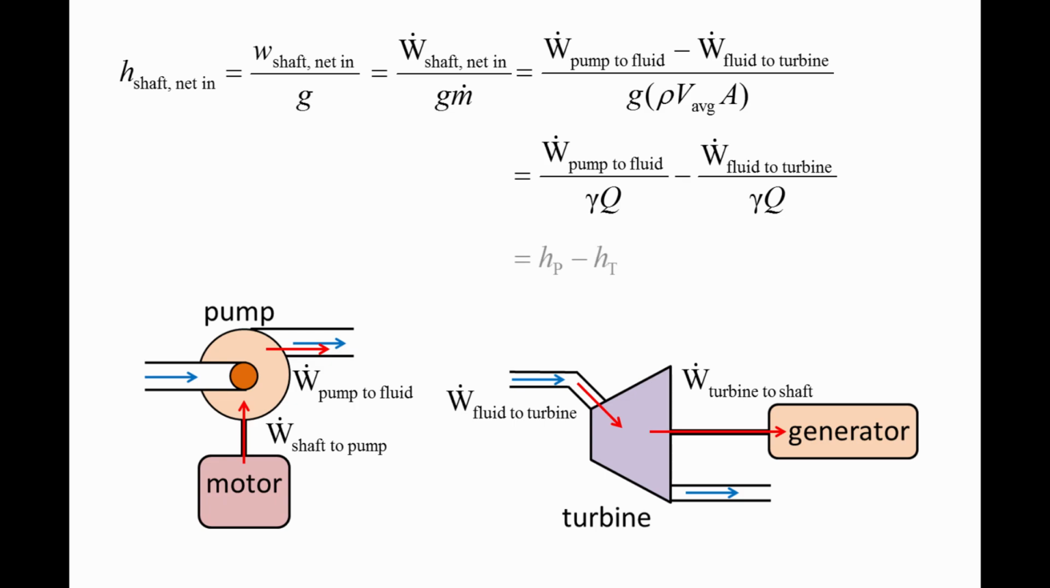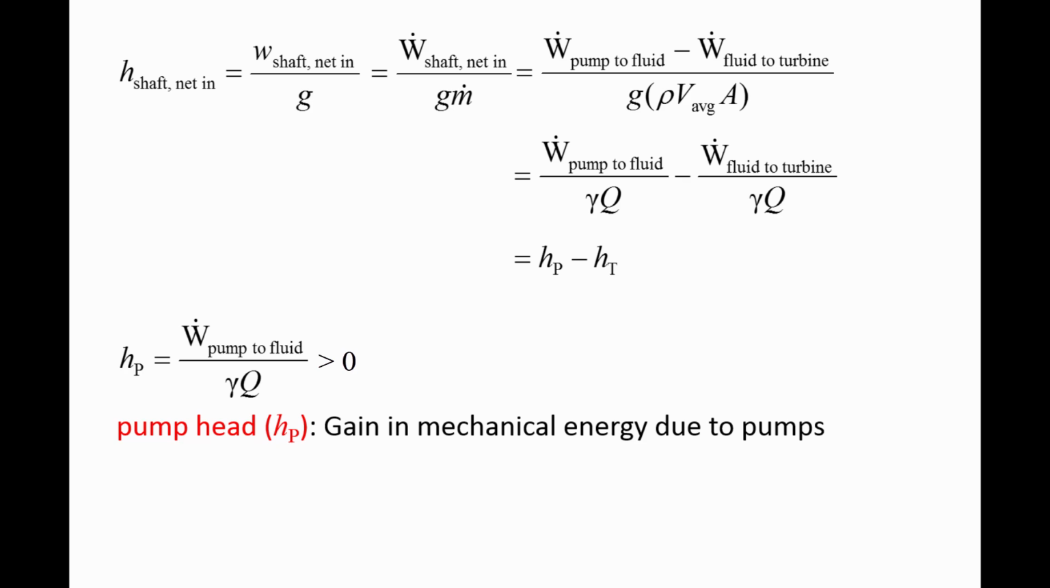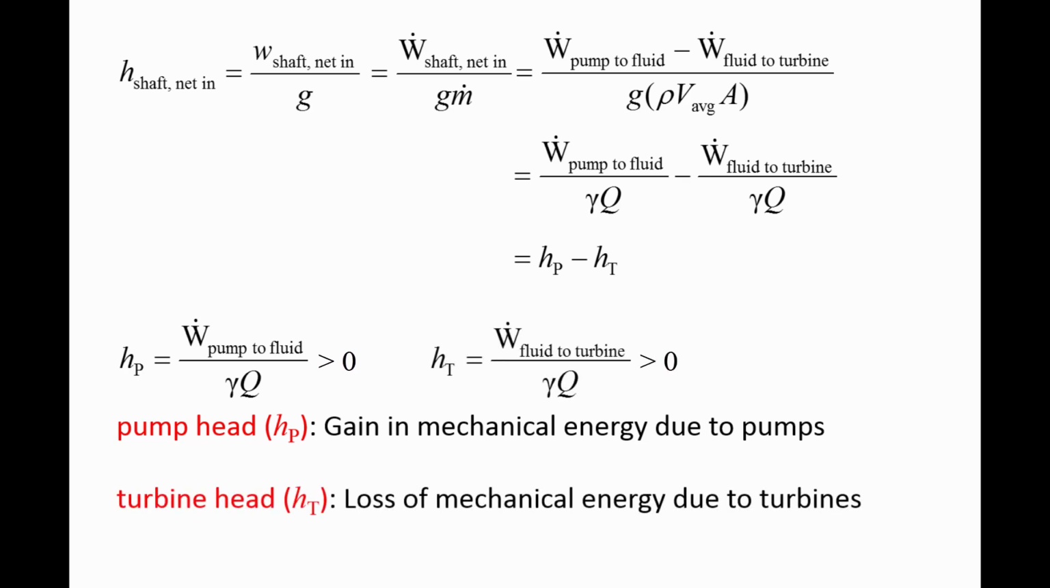The first term, which is the power the pump delivers to the fluid divided by gamma Q, will be denoted as HP, and the second term, which is the power delivered by the fluid to the turbine divided by gamma Q, will be denoted as HT. HP is called the pump head and is related to the gain in mechanical energy by the fluid due to a pump. HT is called the turbine head and is related to the loss of mechanical energy by the fluid due to a turbine.